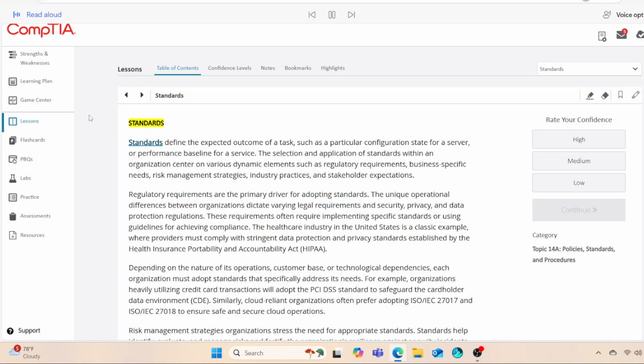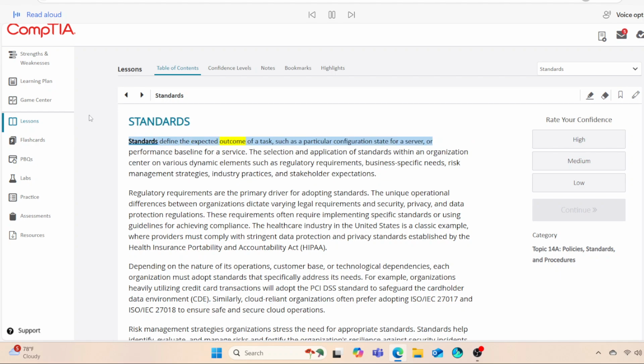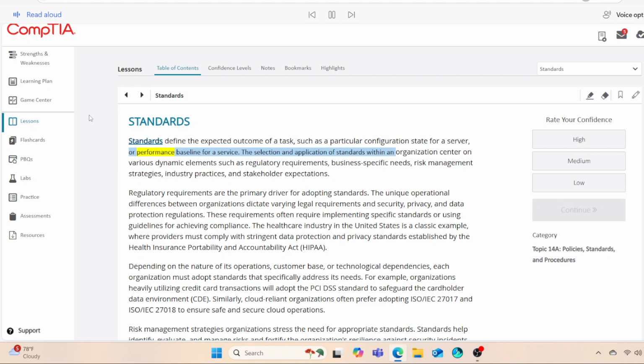Standards. Standards define the expected outcome of a task, such as a particular configuration state for a server or a performance baseline for a service. The selection and application of standards within an organization center on various dynamic elements, such as regulatory requirements, business-specific needs, risk management strategies, industry practices, and stakeholder expectations.